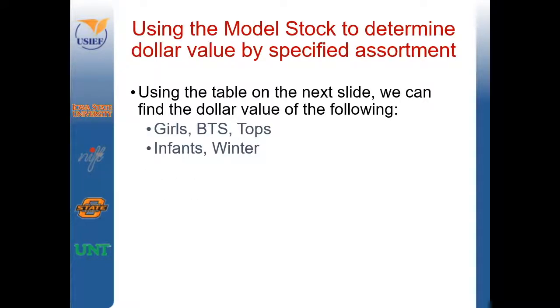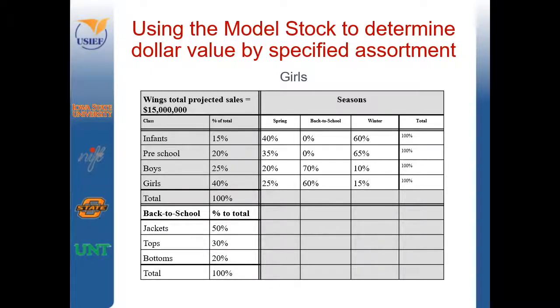Many variations of model stock plans are used in industry. On the next slide, we'll see another example of calculations. In this example, let's look at a budget in dollar values. We can see this as a Wings total projected sales budget of $15 million. You can see that this is a different way of approaching a projected budget.